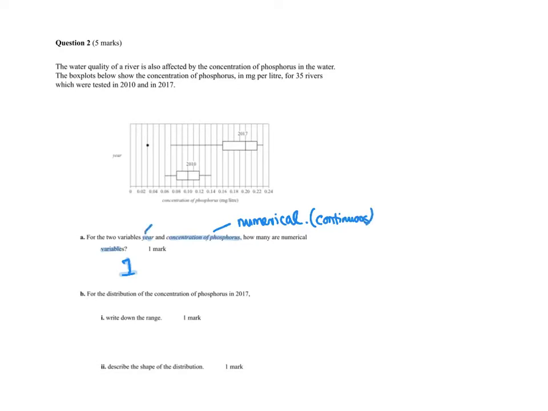And this variable year is like a categorical, because it's a label, but because we know 2010 comes before 2017, we'd say that's ordinal. Okay, it says write down the distribution of concentration of phosphorus in 2017, write the range. So range is maximum minus minimum. So you look up on your graph, and we want for 2017.